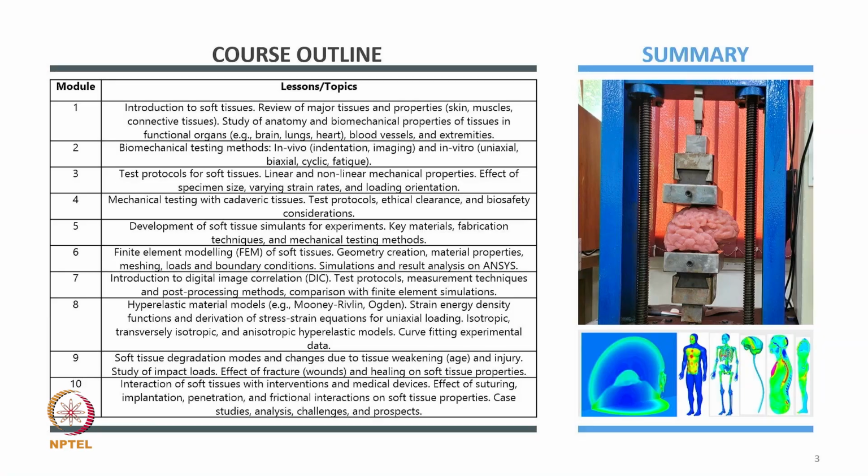The next module would be on soft tissue degradation modes and changes due to tissue weakening. What happens with the soft tissue when the tissue ages or the person ages, or when a person encounters an injury? What happens if I have a huge burn injury on my arm? Is the skin which is going to grow after this burn going to have the same property, or does the burnt skin have a similar property? So these are some questions to be answered.